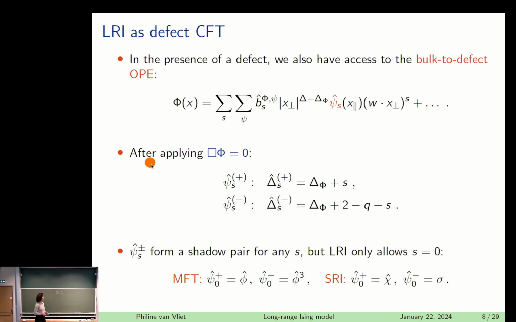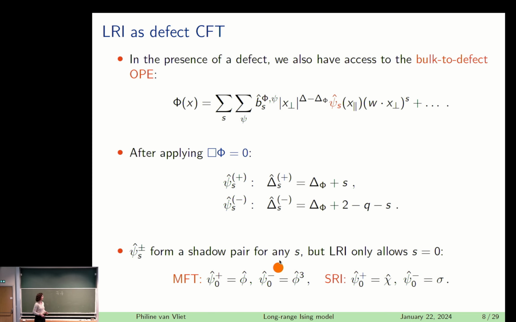And in particular, we see that these psi plus and psi minus form a shadow pair for any value of S. However, as I said, the long-range Ising is, in some sense, not a defect theory, it's a non-local theory. And hence, we shouldn't have this transverse spin, so it doesn't have rotations around itself. So we should only allow operators that have S equals 0.